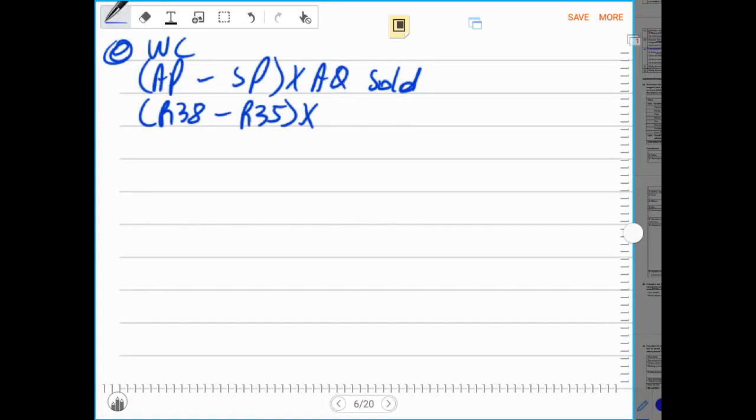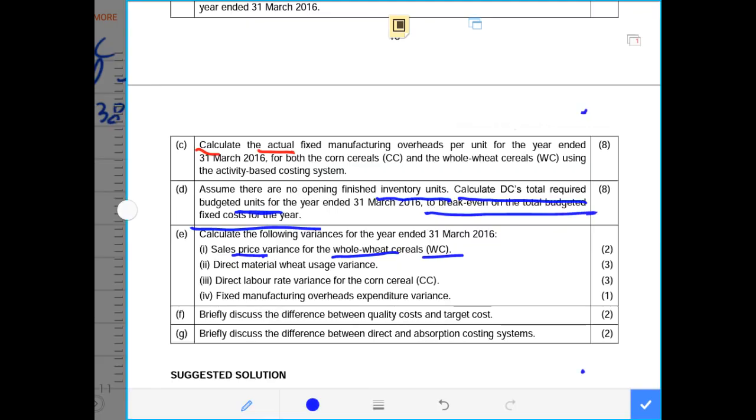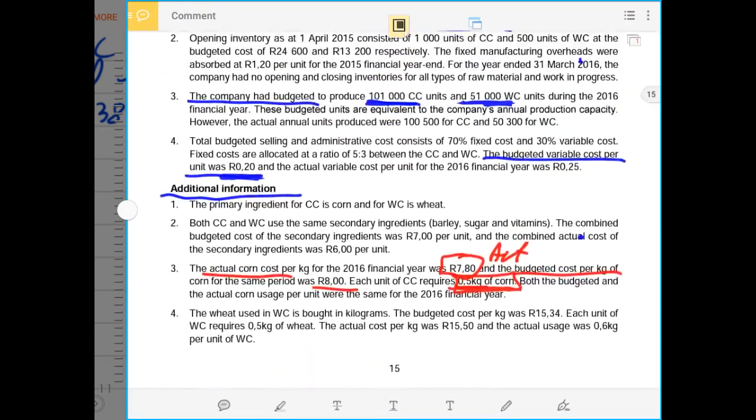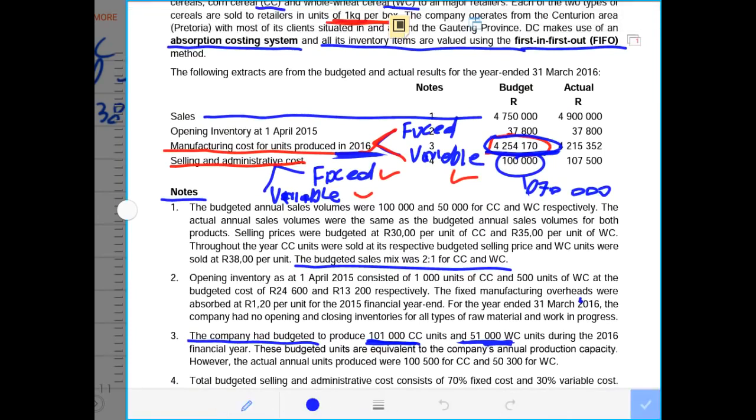Remember, the budgeted sales were the same as actual. They said to us in the beginning, that was note number 1, that the company budgeted to sell 100,000 and they sold all of that, and they budgeted to sell 50,000 and they sold all of that. This is coming from this sentence: the actual sales volume were the same as budgeted.